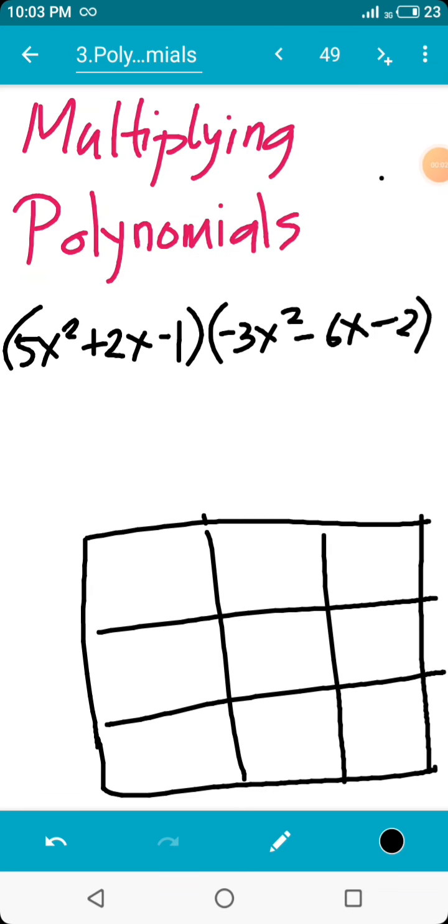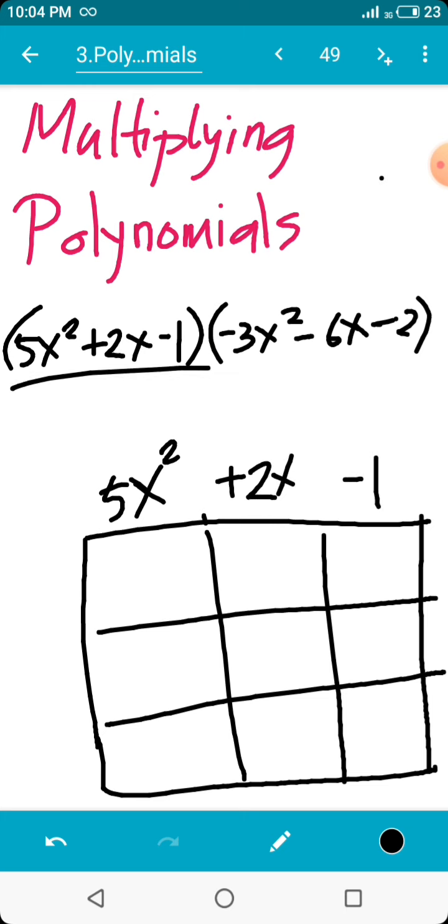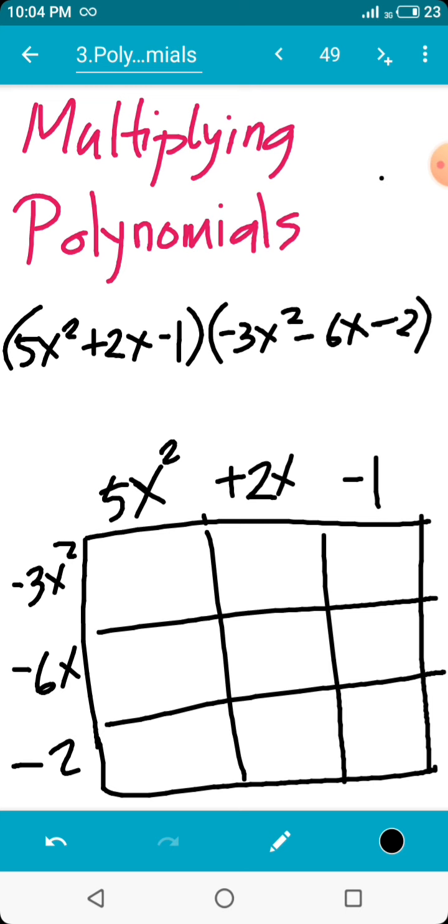Okay, so this time, gamitin naman natin yung box method para makita or makuha yung product ng ating trinomials. Okay? So, 3 by 3 na siya ngayon kasi nga both trinomials yung minumultiply natin. So, dito natin nilagay yung 5x squared, and then positive 2x, and then negative 1. Okay? And then, dito sa kabila, we have negative 3x squared, and then negative 6x, and negative 2. So, kunin natin yung product nila.